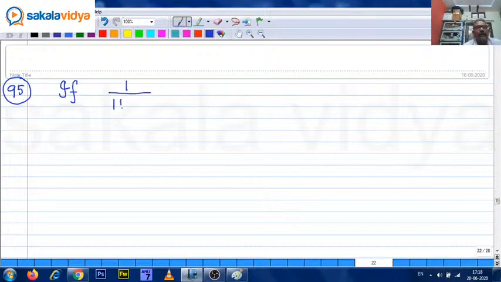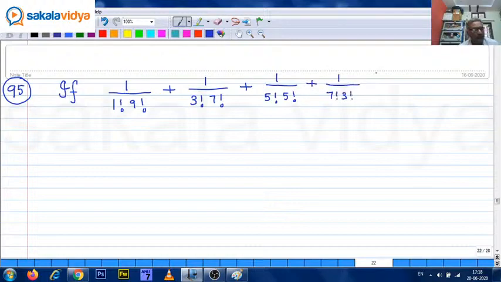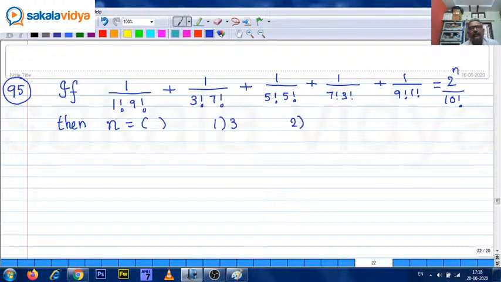If 1 upon 1 factorial times 9 factorial plus 1 upon 3 factorial times 7 factorial plus 1 upon 5 factorial times 5 factorial plus 1 upon 7 factorial times 3 factorial plus 1 upon 9 factorial times 1 factorial equals 2 power n upon 10 factorial, then n equals: first option 3, second option 5, third option 7, fourth option 9. So this is the question.